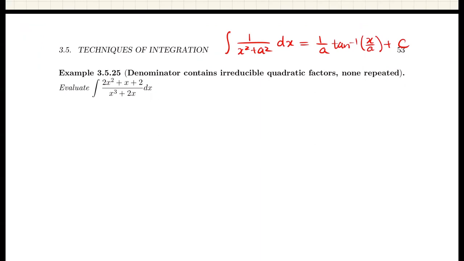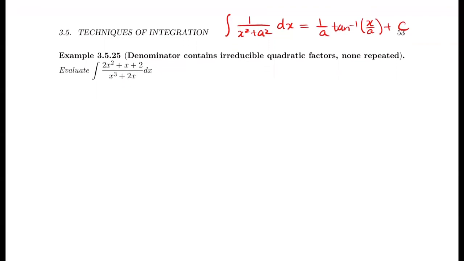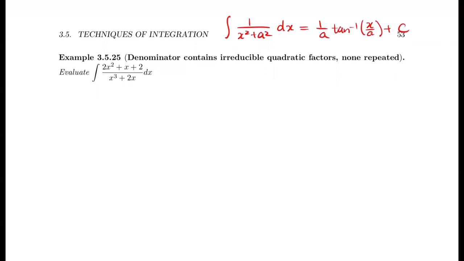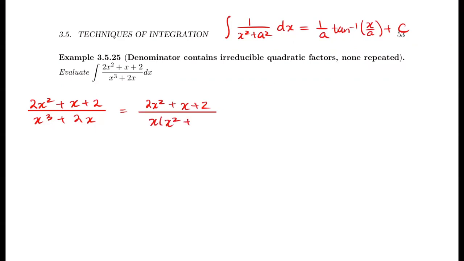Okay, so for the integral here, let's first have a look at the rational function. We have 2x squared plus x plus 2, and in the denominator, we have x cubed plus 2x. Note that we could factor out the x in the denominator, and we would see that we have 2x squared plus x plus 2 divided by x times x squared plus 2. Now this term over here is an irreducible quadratic factor because you cannot break it up into linear factors.